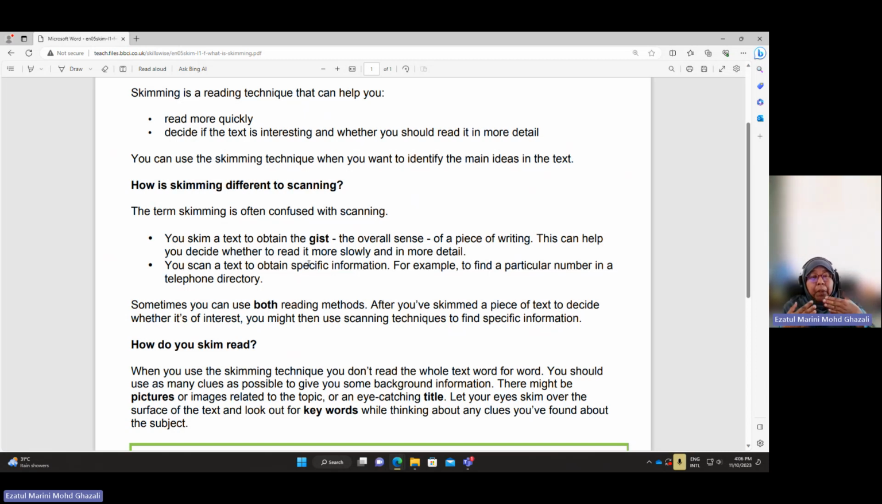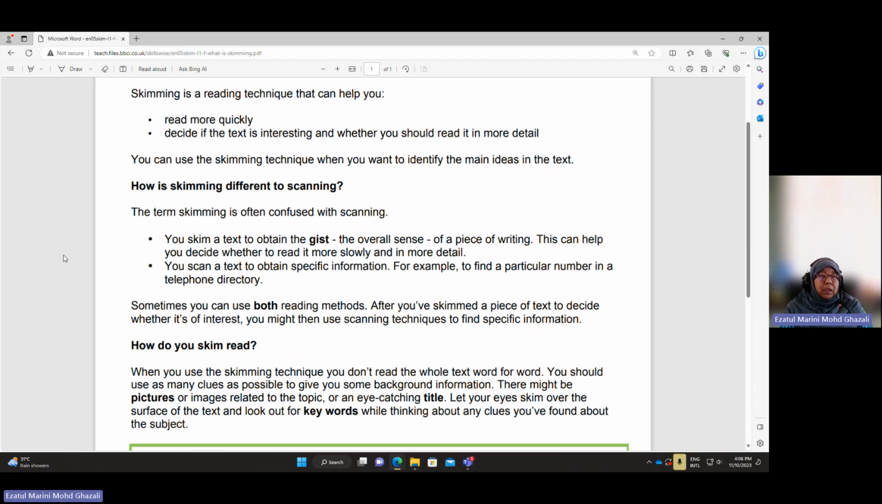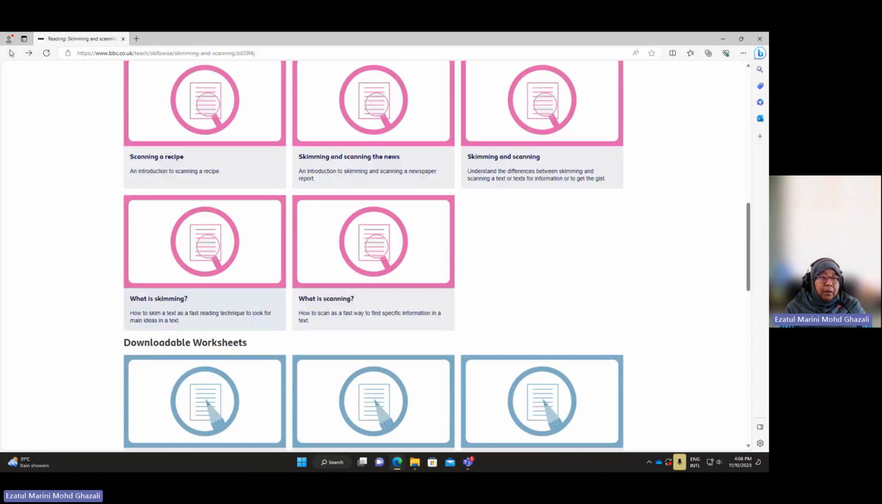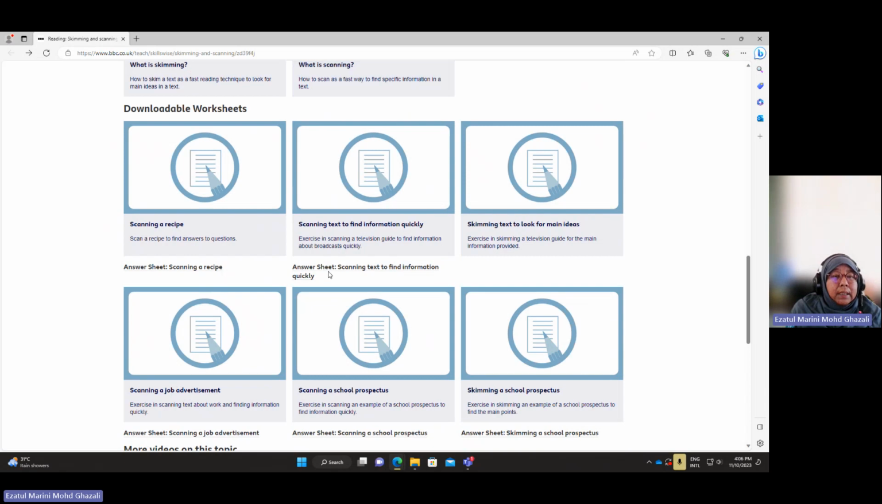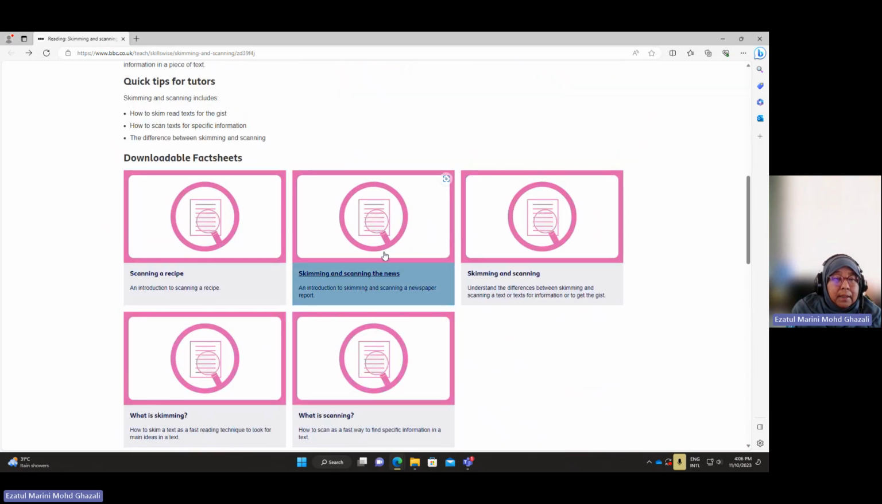So if people ask you, what is the difference between skimming and scanning? Skimming is reading quickly because you want to get the main idea. Scanning, you read fast because you want to locate specific information, right?